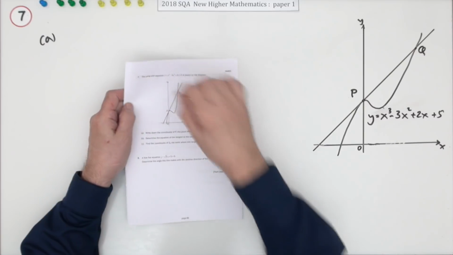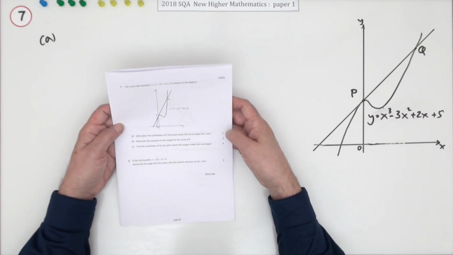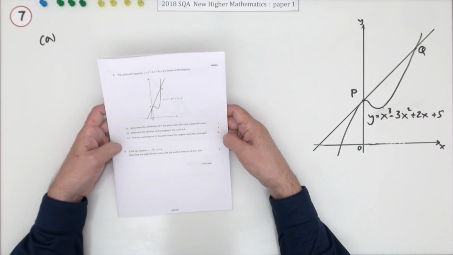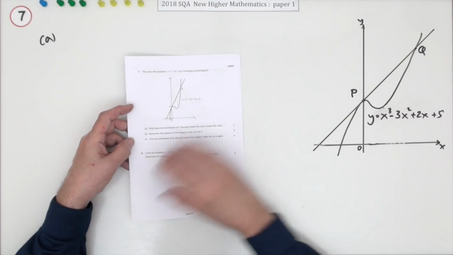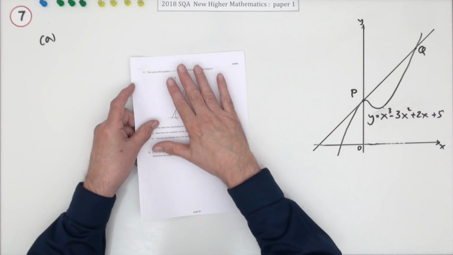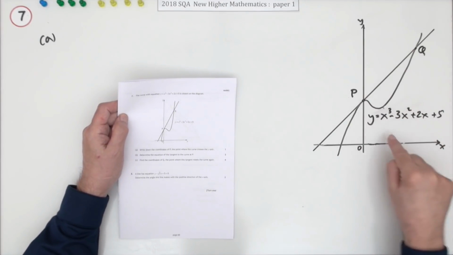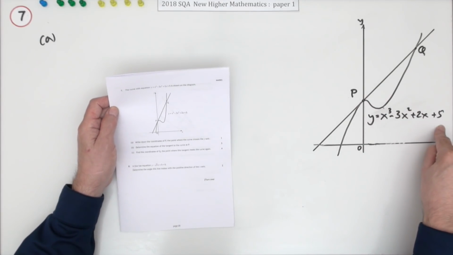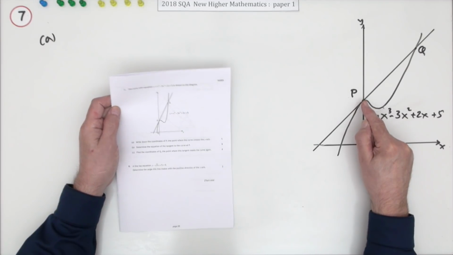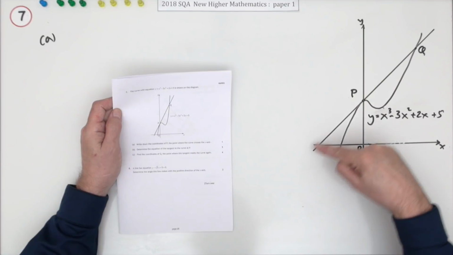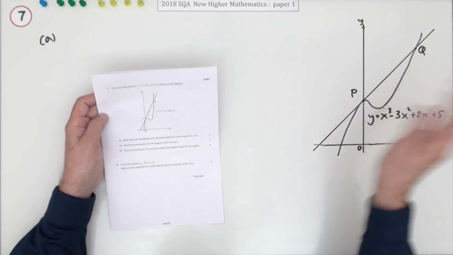Number 7 then from the 2018 SQA Higher Maths Paper 1, 8-mark question. A decent chunk of marks come from this one, and it's about curves and tangents to curves and intersections. That's one you should be prepared for. You've got this curve with this cubic equation here. It cuts the y-axis at a certain point P. A line is drawn as a tangent to the curve at P and then carries on and cuts it at Q. It's everything in the question.